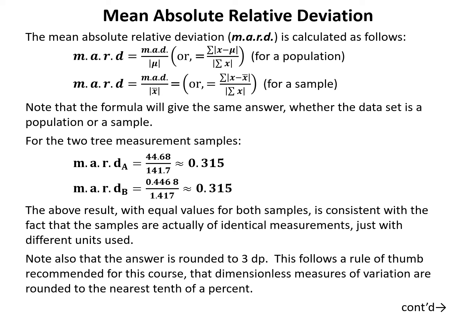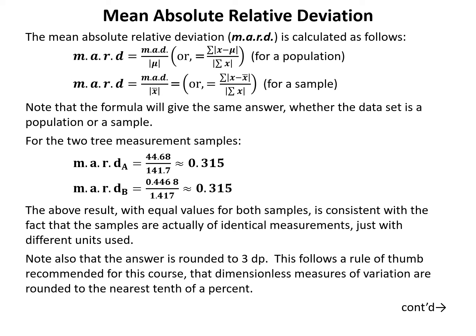And so for sample A, we get 44.68 divided by 141.7, and we get 0.315 as a rounded answer. And the MARD for sample B is 0.4468 divided by 1.417, which, interestingly, also equals or rounds to 0.315.